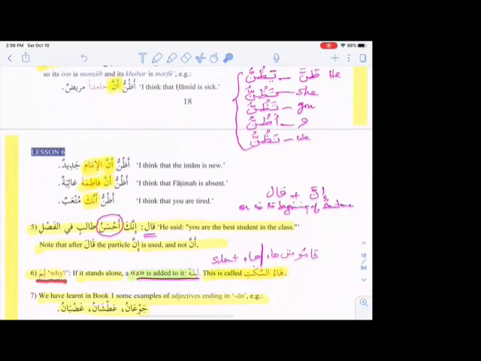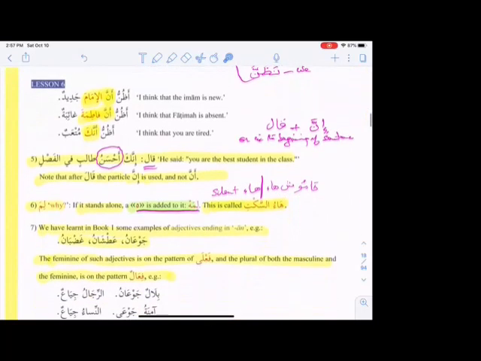Lima, why? This means why. If it stands alone, my brothers and sisters, a ha is added to it, then it becomes limah. Ha is added to it if it comes alone, and we will see this in the sentences. This is called ha sakti. What is it in English? I will translate: silent ha. And I can say it in Urdu also: khamosh ha, silent ha.